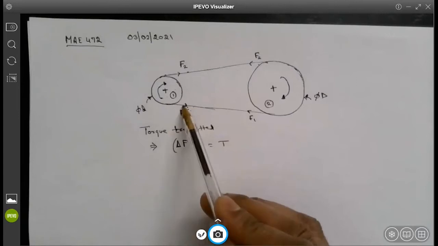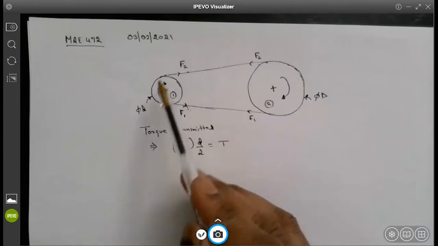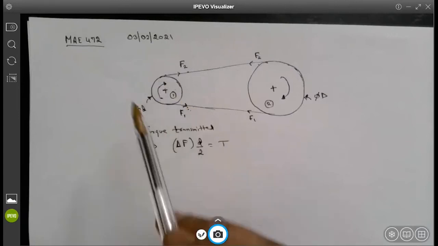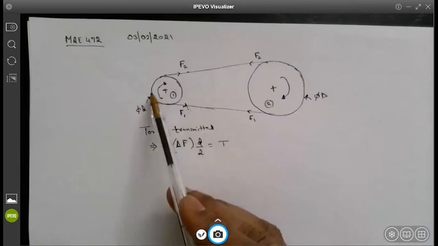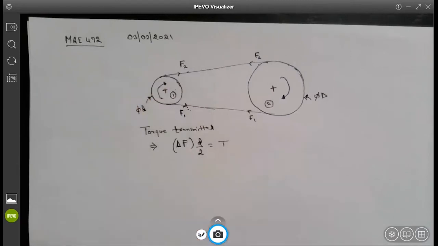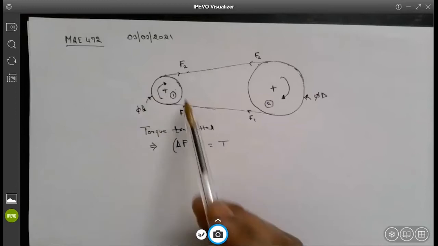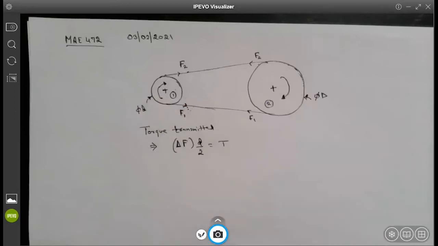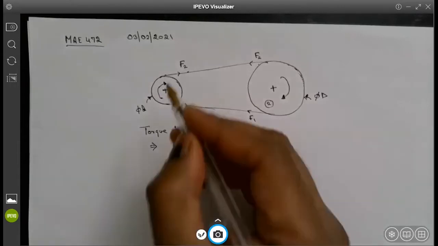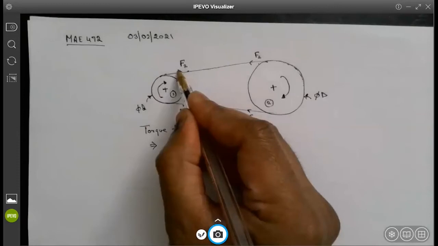If there are no differences, then you cannot have any torque transmission taking place, and the torque transmission is taking place because of the friction. If there is no friction, there is no reason that you will have two tensions which are different. Make sense to everybody so far? Yeah. Any questions from anybody?